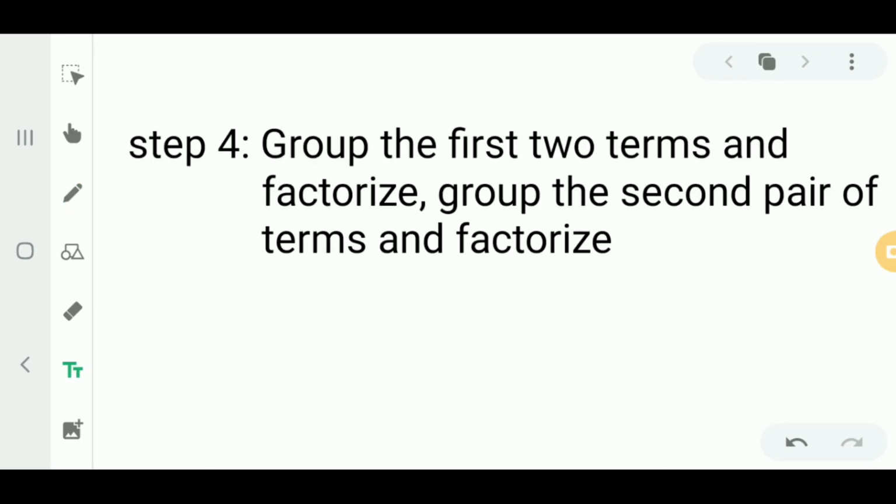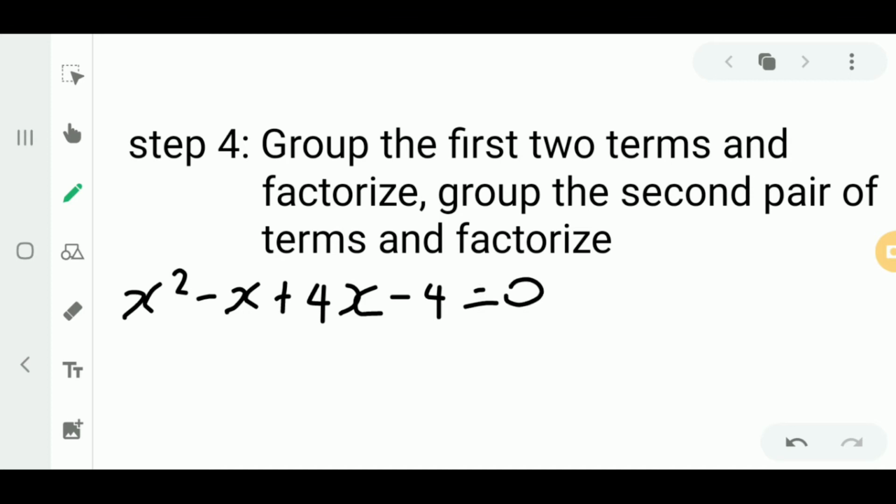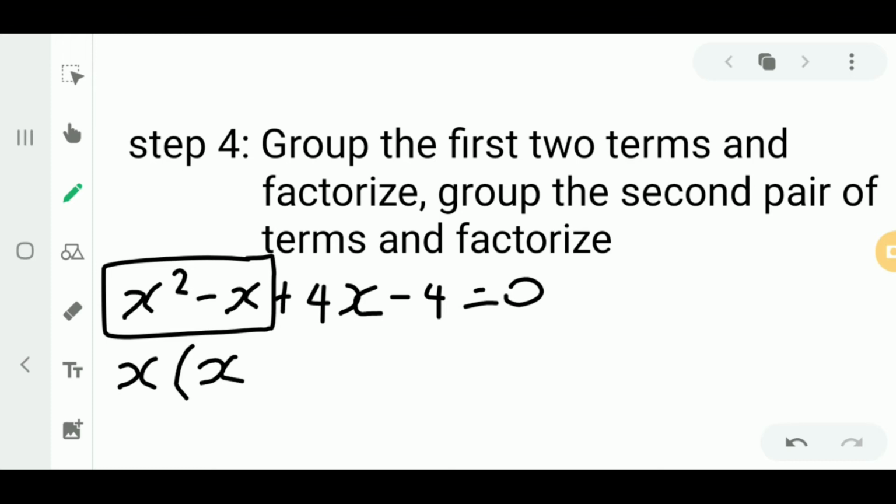Step 4 says, group the first two terms and factorize. Group the second pair of terms and factorize. So we had x squared minus x plus 4x minus 4 equals 0. For the first two terms, you look at what is common between both of them, and x is common. Then you write what would be left. From x squared, you have x left. From x, you get minus 1.